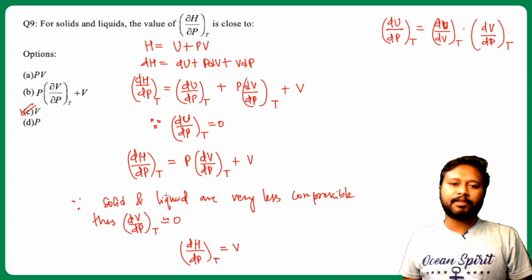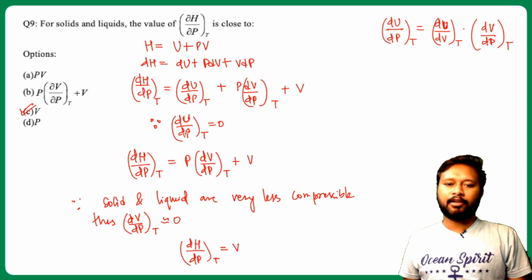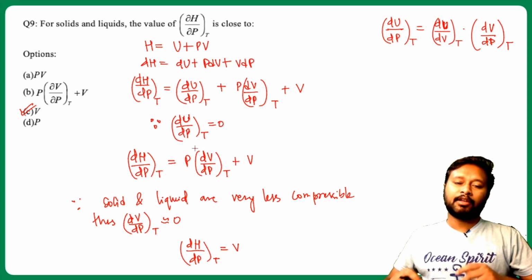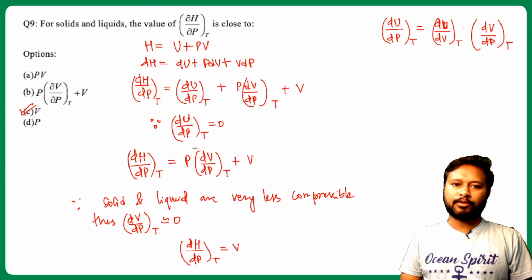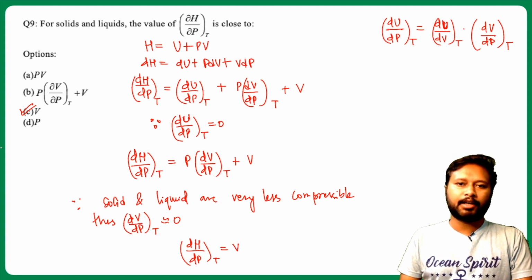And the second thing is that we are also trying to put the variation in internal energy with respect to change in pressure at some constant temperature equals to 0. Okay, so this is although not an assumption, but this is what you have taken as a near to 0 value. That's why it became so. So option C is the correct option.